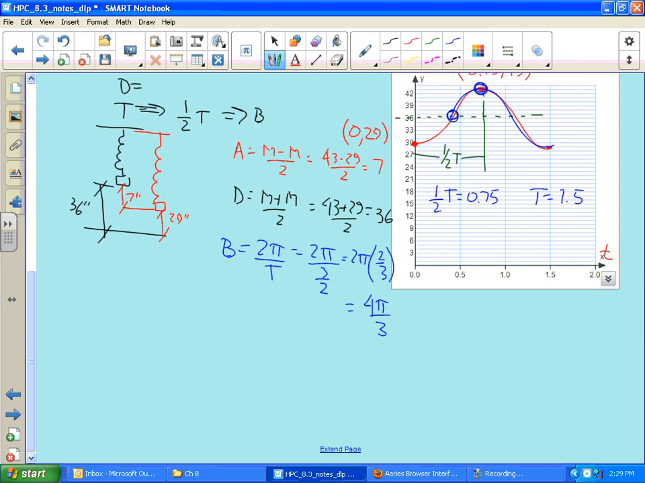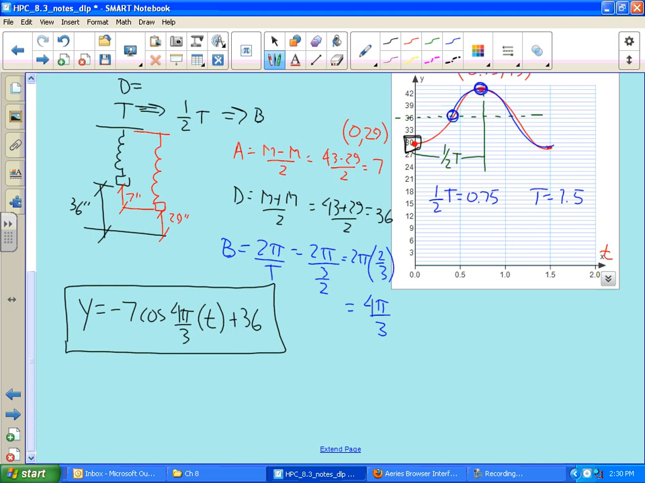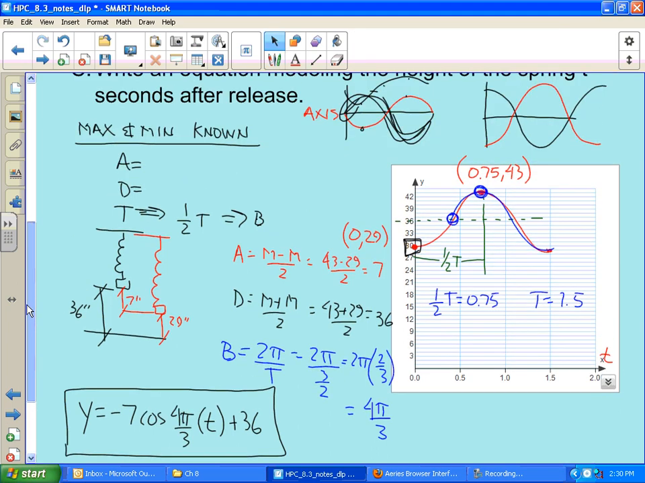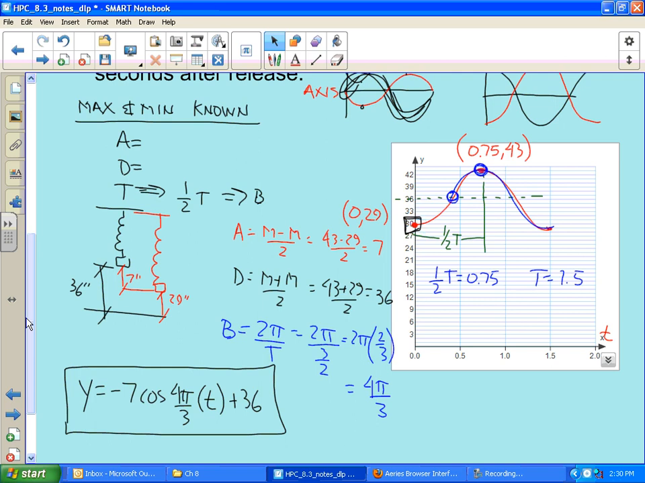And then lastly, this is going back to the question of where I choose to start. If we choose to start this graph on the y-axis, because that's where time 0 occurred, I don't have a C. So my equation, when I'm said and done with all this stuff, should look like y equals negative, because it's upside down, a cosine of 4 pi over 3 t, no plus or minus because I didn't phase shift, plus 36. That should be my equation for this one. Voila! Oh, that's so fun.